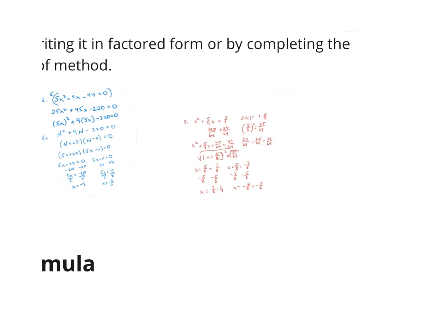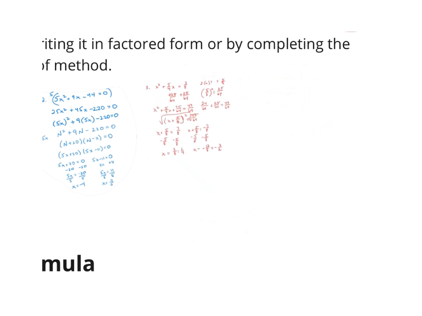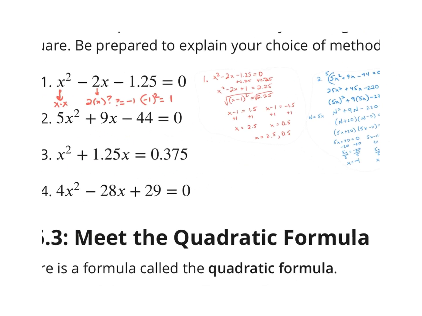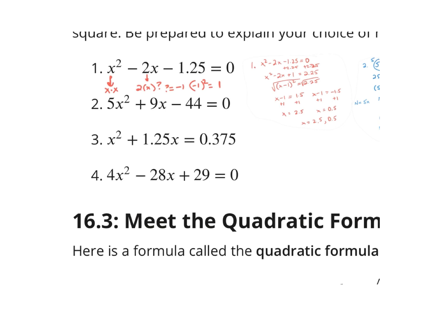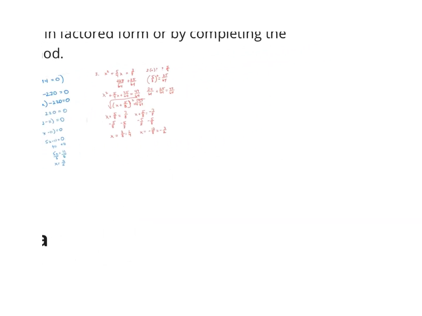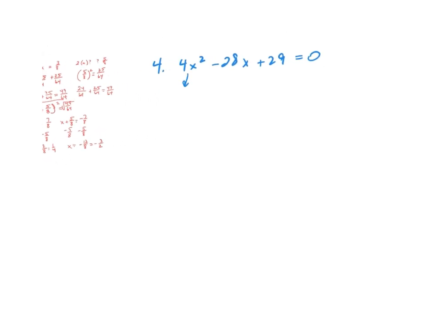All right, so let's go ahead and take a look at the last problem. So this one says 4x squared minus 28x plus 29. So let's write 4x squared minus 28x plus 29 is equal to 0. So right off the bat, I notice I have a perfect square for my first term, and that is when I do 2x times 2x. So I'm just going to finish solving this by completing the square.